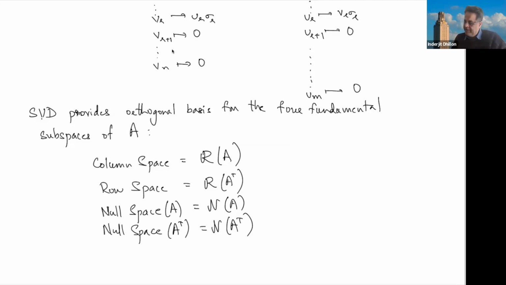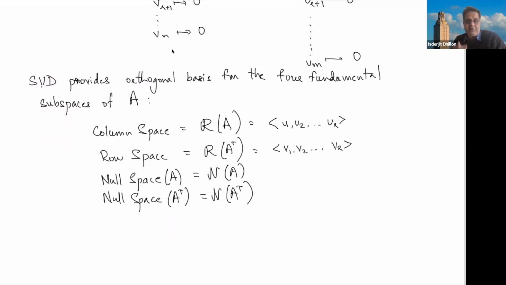Okay. And this is the basis of this space, U1, U2 through UR. The basis of this is V1, V2 through VR. But since the row space and the column space have the same dimension, and that's the same as the rank of the matrix, there are R vectors in any orthogonal basis.